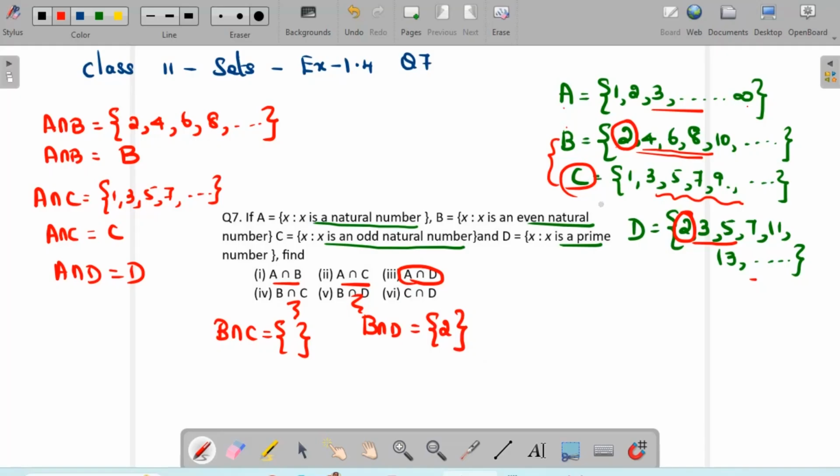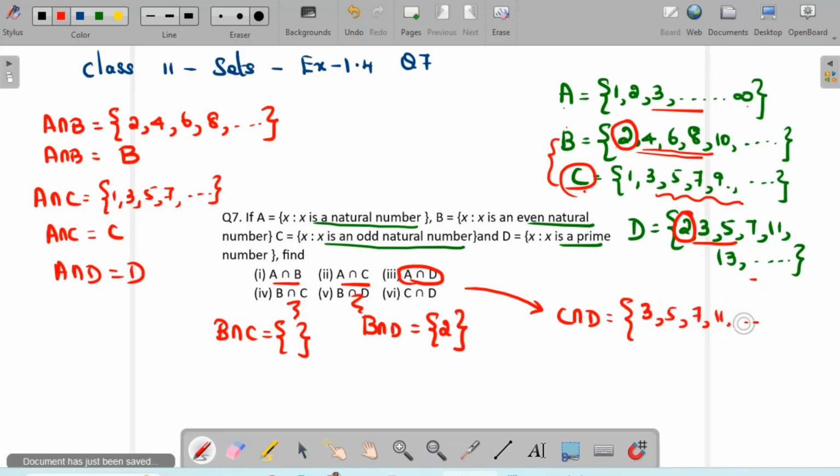Now the last one, C intersection D. All the numbers that you can list will be elements in D with the exception of 2. So it is going to be 3, 5, 7, 11, etc. All are prime numbers, with the exception of 2, which is not going to be in C. So I can write C intersection D like this, or I can also write it as D minus the element 2. Whichever notation we use, both mean the same.